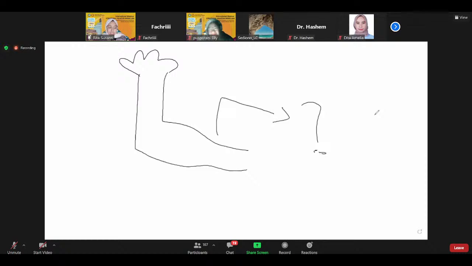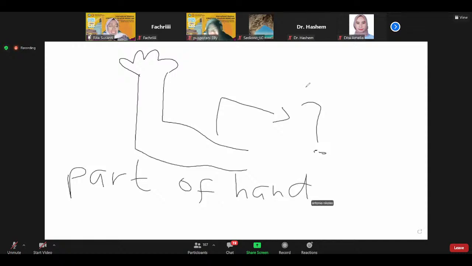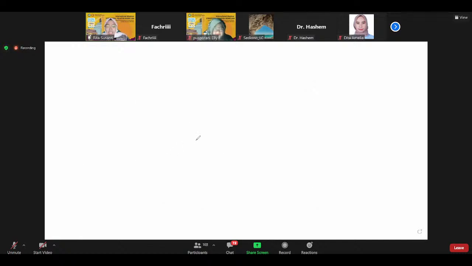Hand. No, it's not the head. Hand. Yes, it's the whole body. Arm. Yes, arm. Exactly, it's an arm. Okay. But it's also very easy. So I would like to draw as clear as I can.